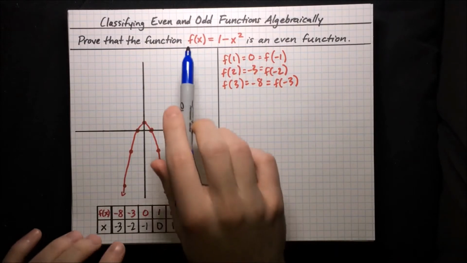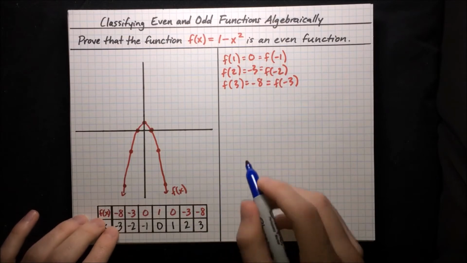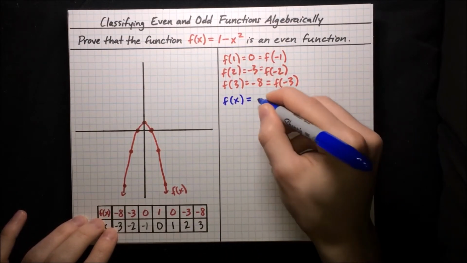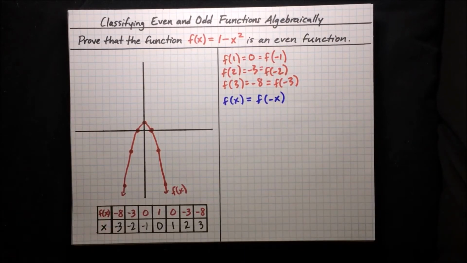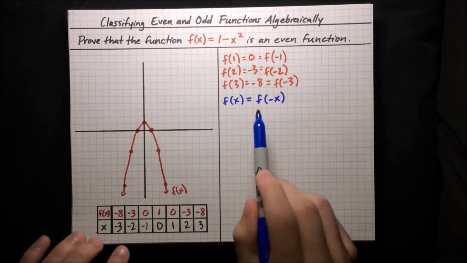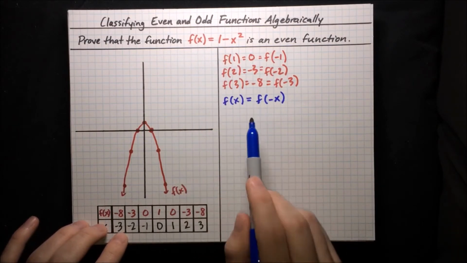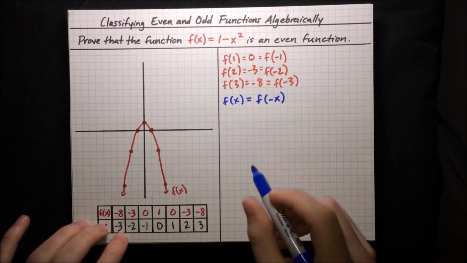So to prove that f is symmetric about the y-axis for any input x, all we have to do is prove that f of x is equal to f of -x for any input x. And we can do this by simply evaluating f of -x using this function definition here and making sure it comes out to the same expression as f of x. So let's do that here.